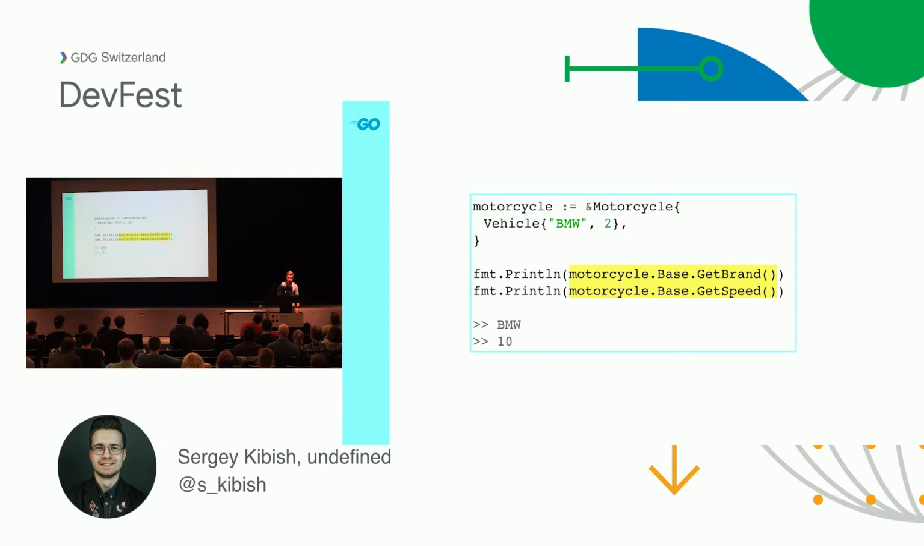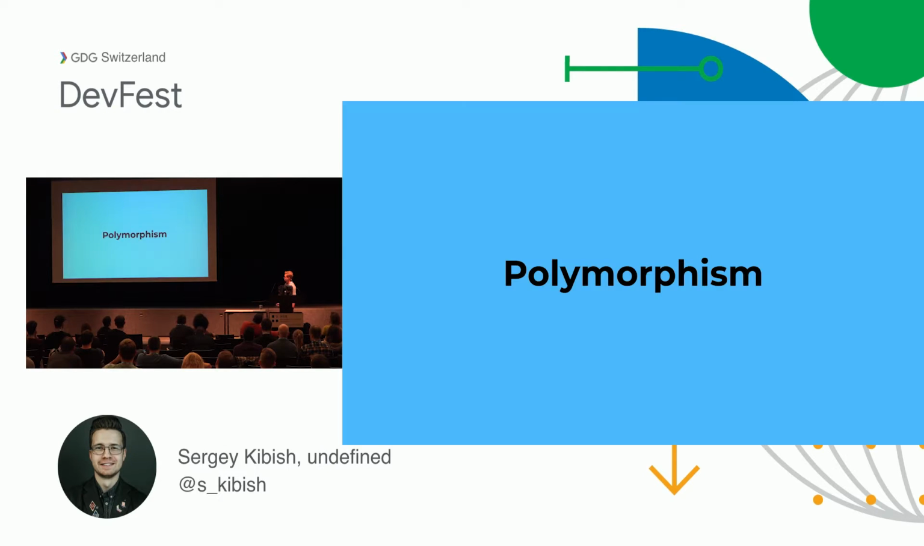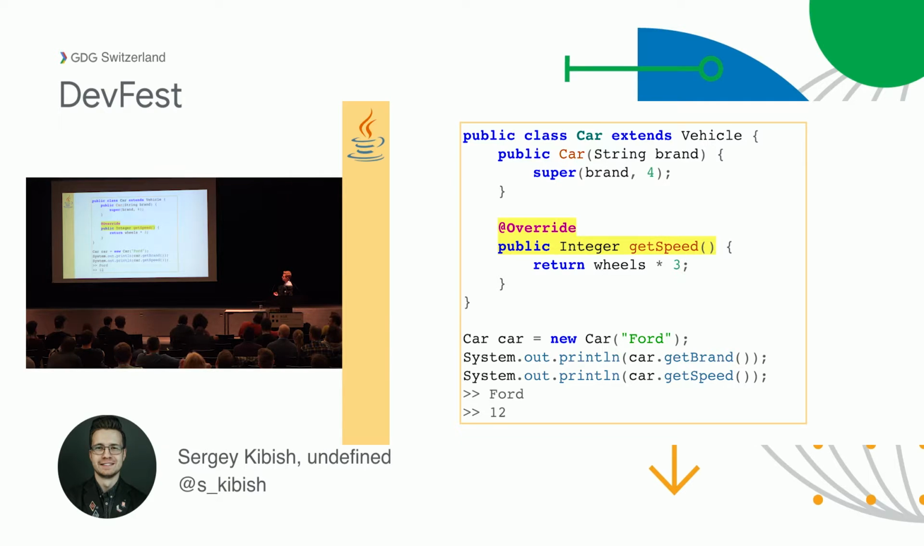Okay, moving to polymorphism. Now, what about polymorphism? How can we change the behavior of some method? Again, in Java it is simple. If we want to change something, we just override the method of a parent, and change behavior. In Go, we can't do that as such. We need to use interfaces to mimic such behavior.